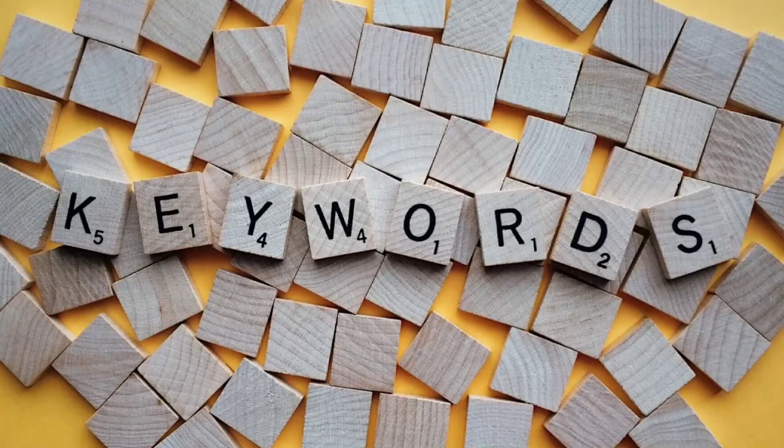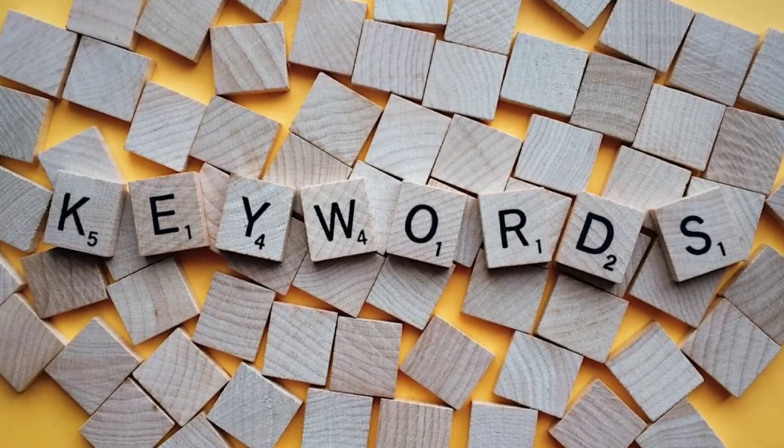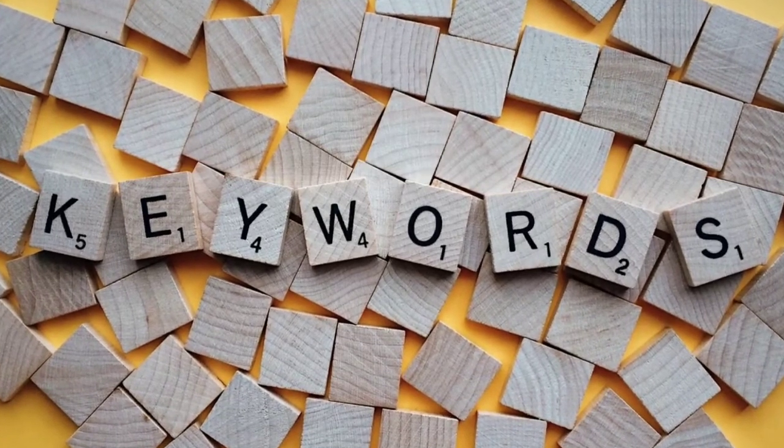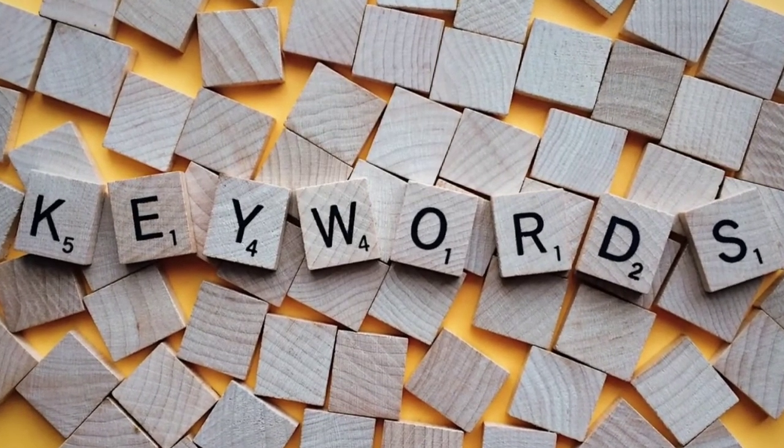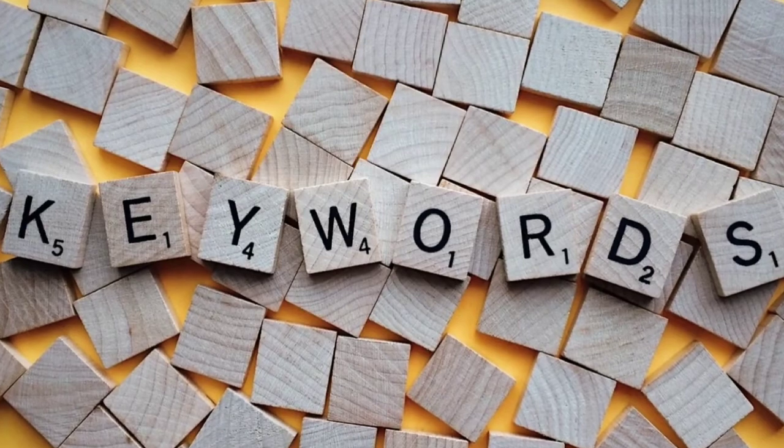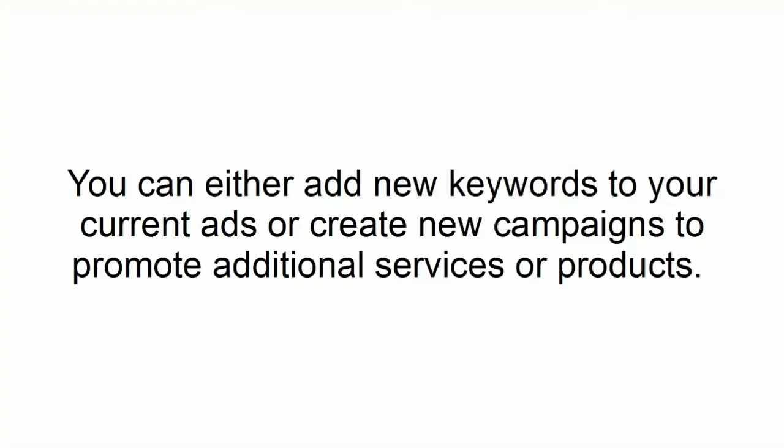Add more relevant keywords. When you add more relevant keywords to your Google Ads campaign, Google will be able to match more of your ads to a more substantial number of search queries, which will lead to more clicks. You can either add new keywords to your current ads or create new campaigns to promote additional services or products.